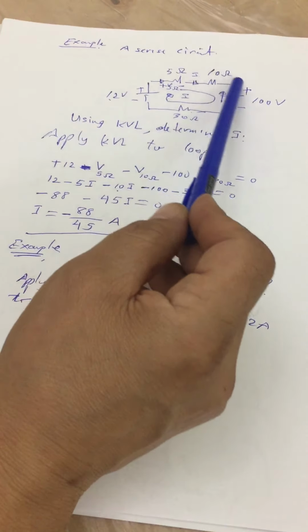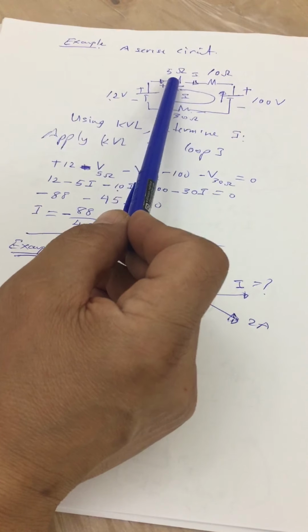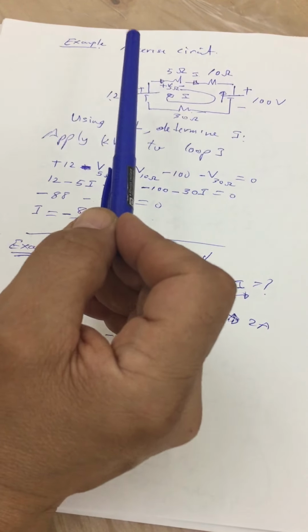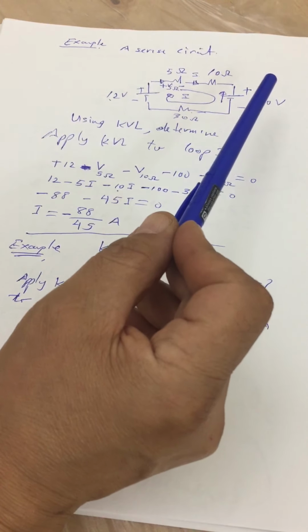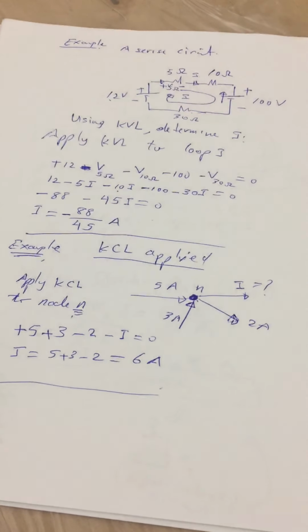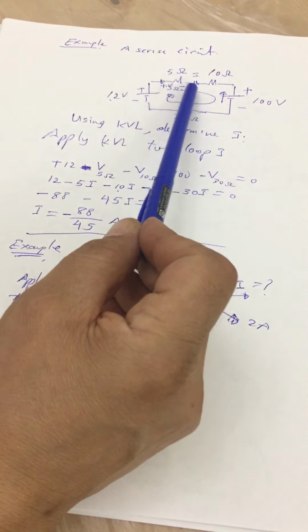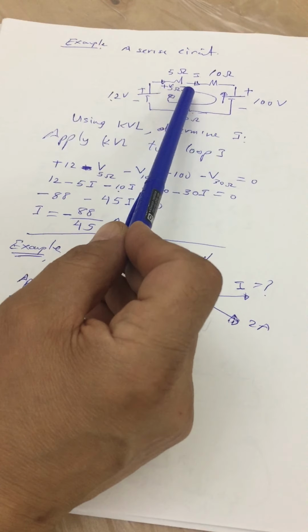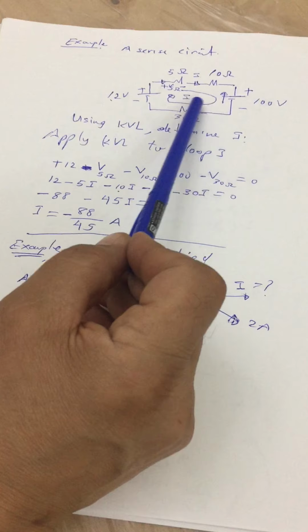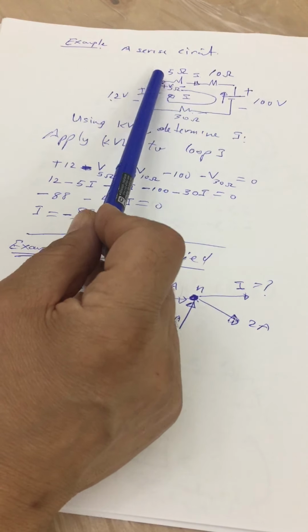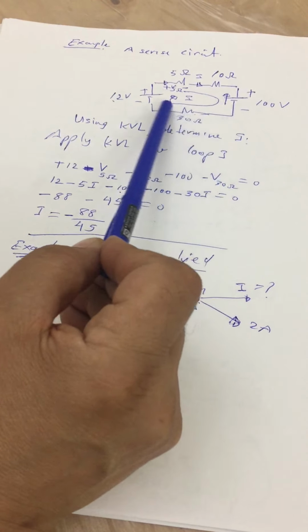I flows in all of them. It flows in the 5 ohms, it flows in the 10 ohms, and it flows in the 30 ohms, it flows into the 12, and it flows also into the 100 voltage source. So we can use KVL to determine I. We make a loop clockwise through. Assume that the clockwise loop is I, so it is in the same direction as the current passing through all of them.